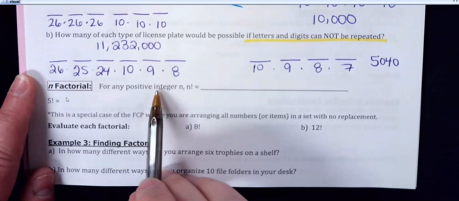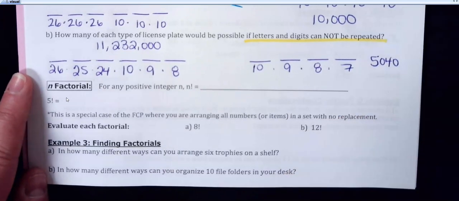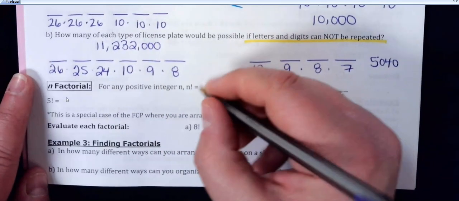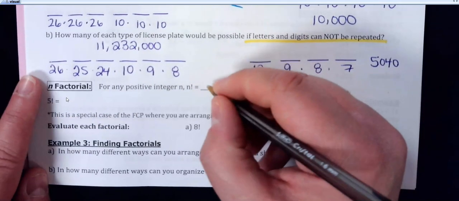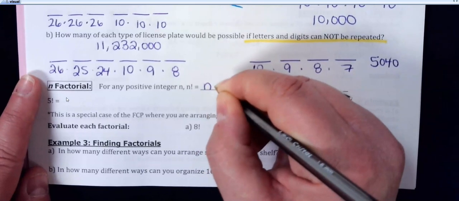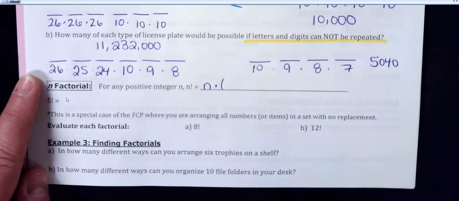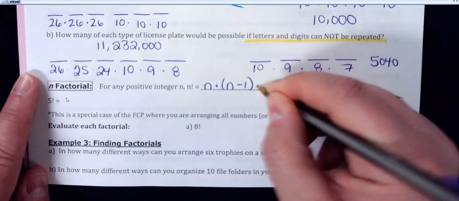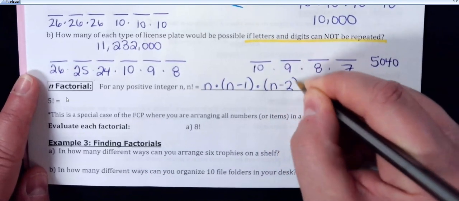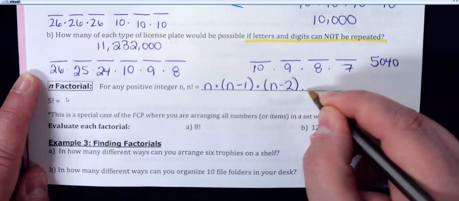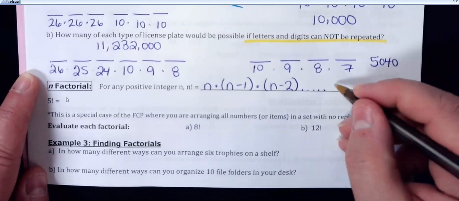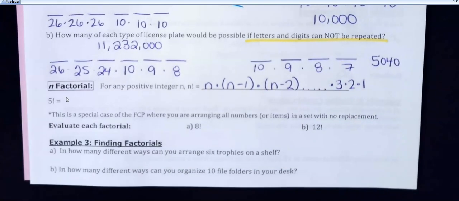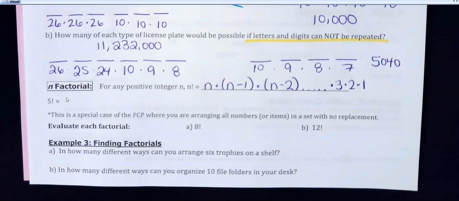So it says for any positive integer n, so a positive number, nice number, not like a decimal, n factorial. I'll give you the technical definition, and then I'll kind of do it with a number to hopefully make more sense. But you would take the number, so n, times the number before it. So I would represent that with n minus 1. And then times the number before that, we would represent with n minus 2. And then you would keep that pattern going. I'm going to put a dot, dot, dot. And it would end with multiplied by 3, multiplied by 2, multiplied by 1. It depends on how big the number is.